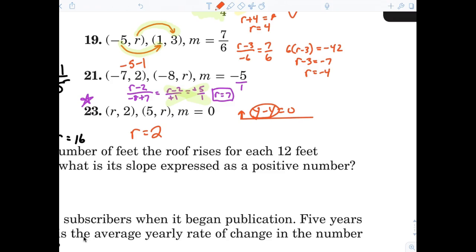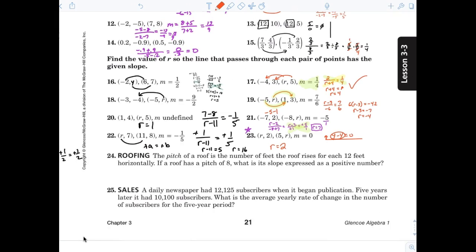So if you have a vertical line, we say that the x's have to be equal. You with me? If you have a horizontal line or a slope that's 0, the y's have to be equal. Is everybody good with that explanation? All right. Any questions? All right. So I'm feeling pretty good about that.